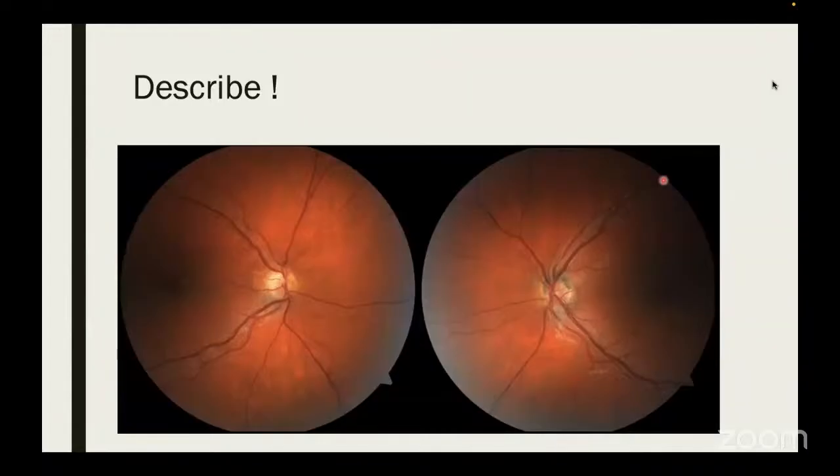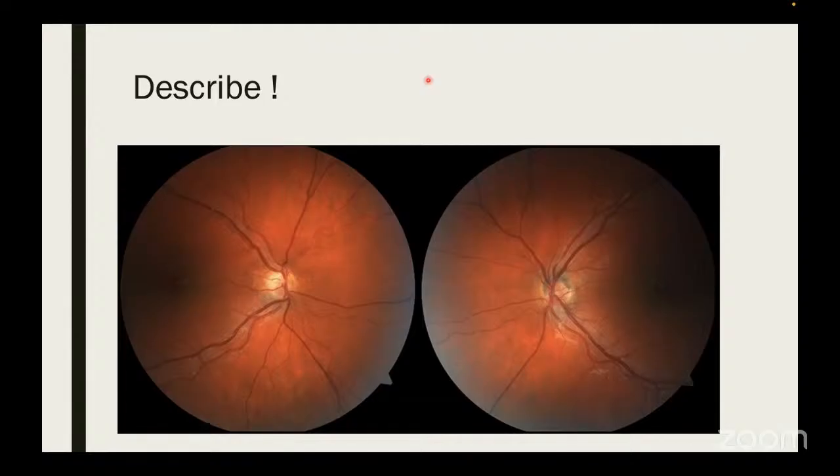I can't figure out the CD ratio or the cup. It seems to be a relatively blurred margin, so I can't comment on the cup and on the neuroretinal rim. And the vessel arcade coming from it seems to be a bit tortuous.